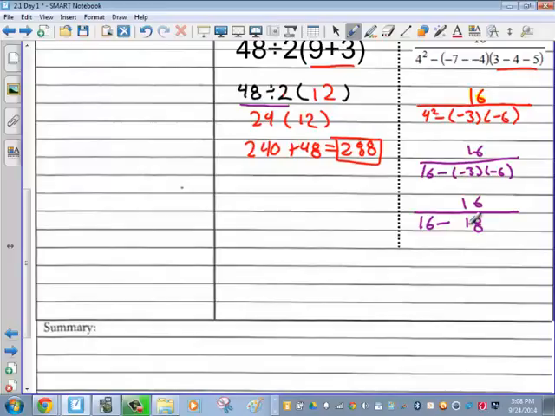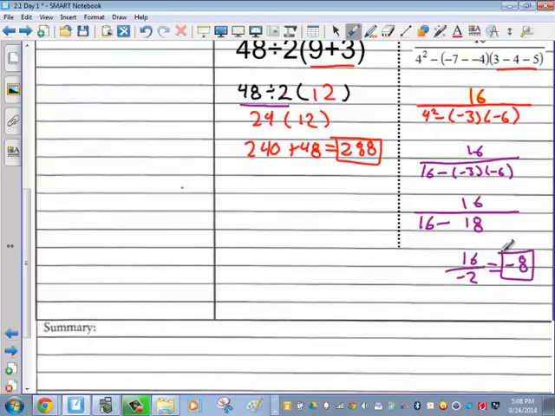We'll divide at the end. So what is 16 minus 18? It is -2, so I got 16 over -2. And now we can do the division at the end right there. And I got 16 divided by -2 is -8. And there's our final solution for this one.